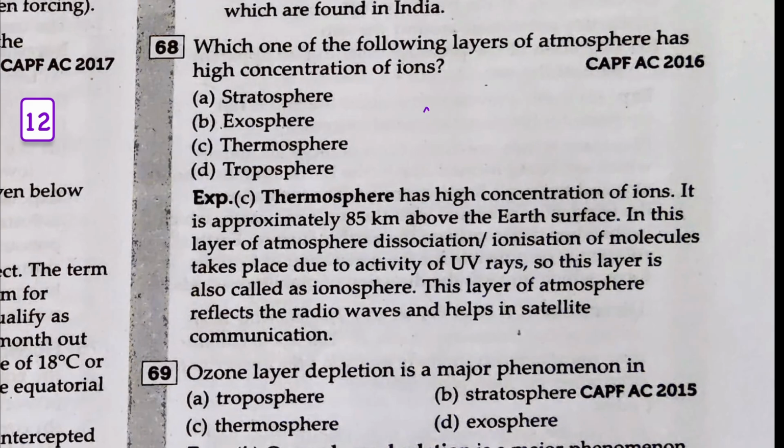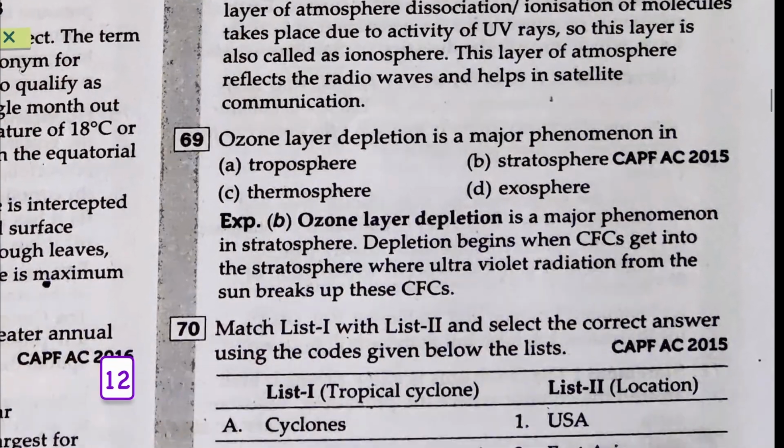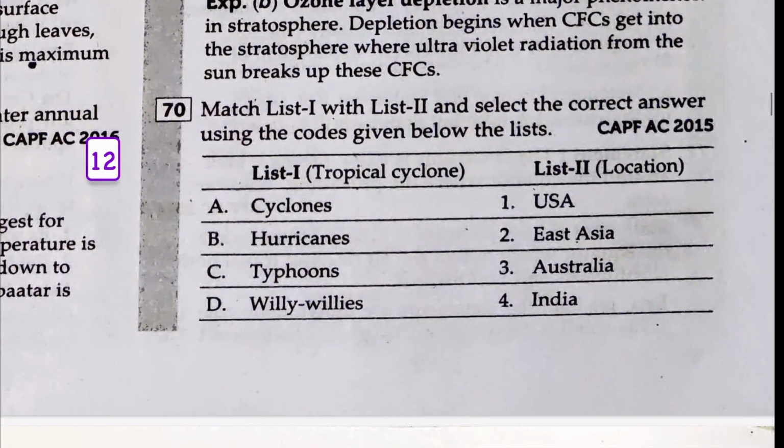Cl is interacting with O3, and this is converting it into O2 plus ClO. Hence ozone depletion. Now tropical cyclone. Pause and do it yourself. Willy Willy, 3. Typhoon, East Asia. Hurricanes, USA. Cyclone, India. 4 1 2 3.